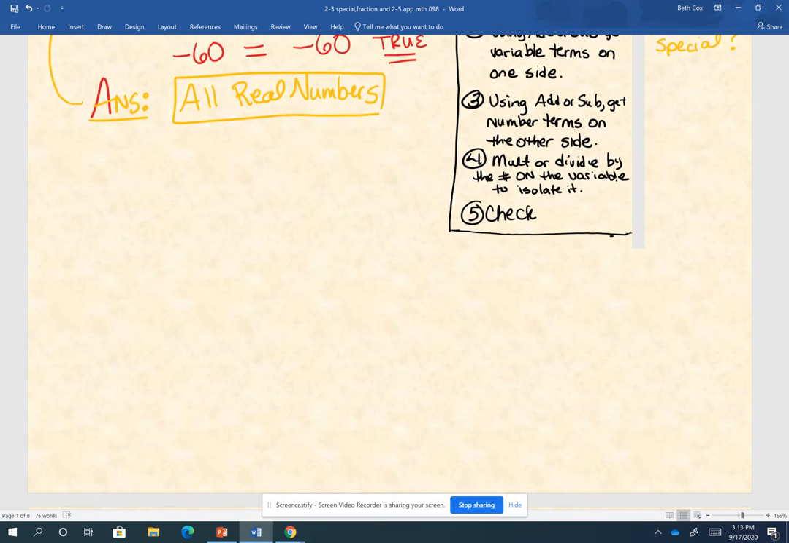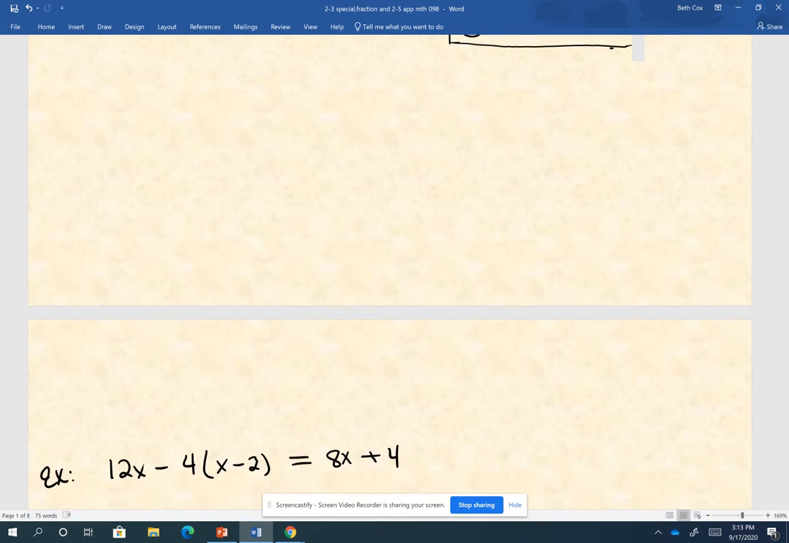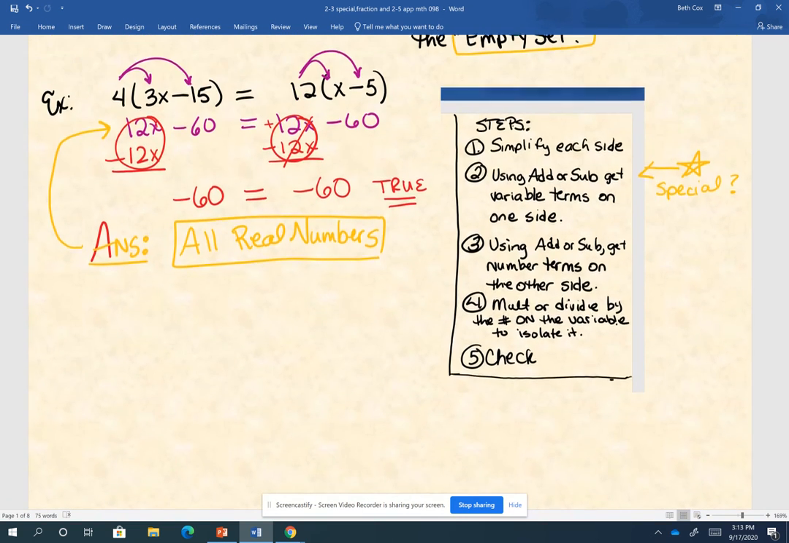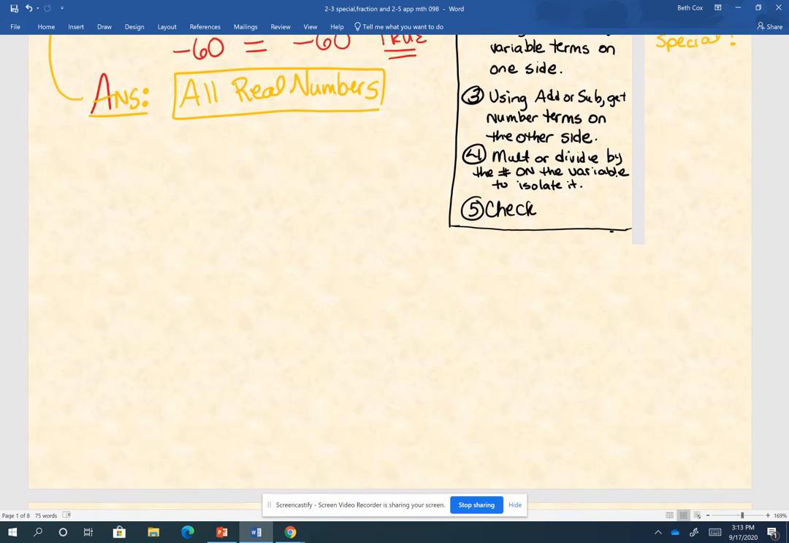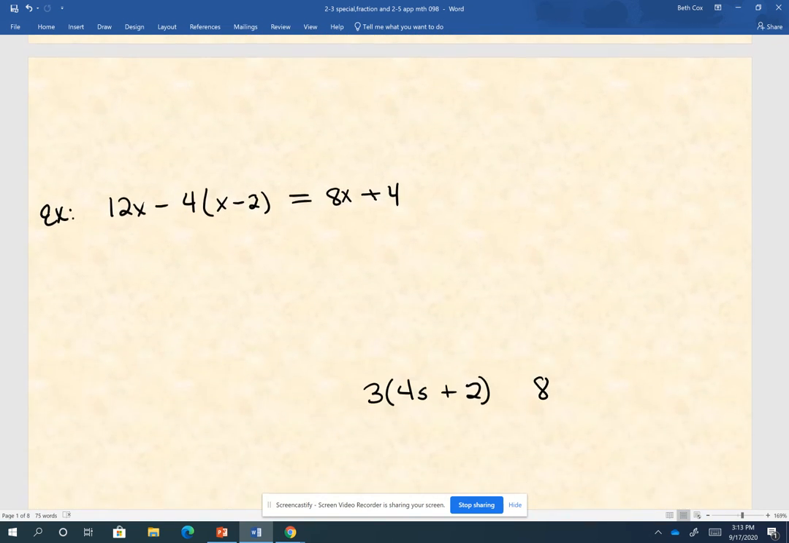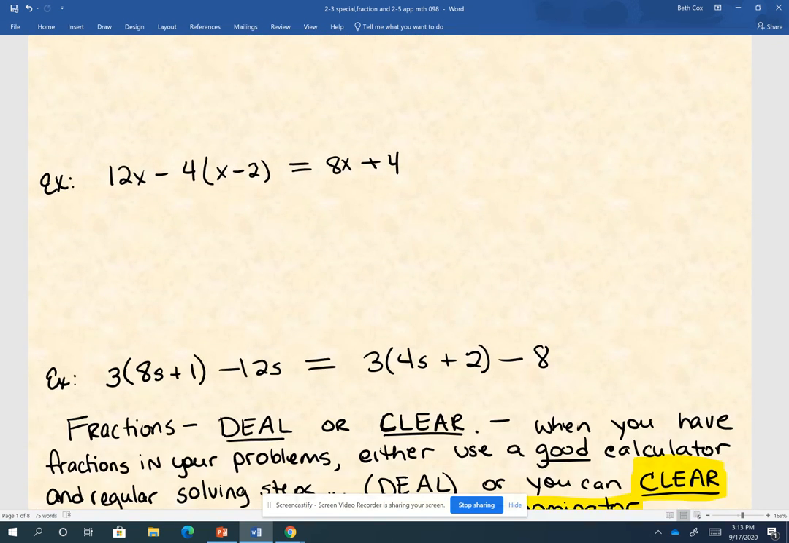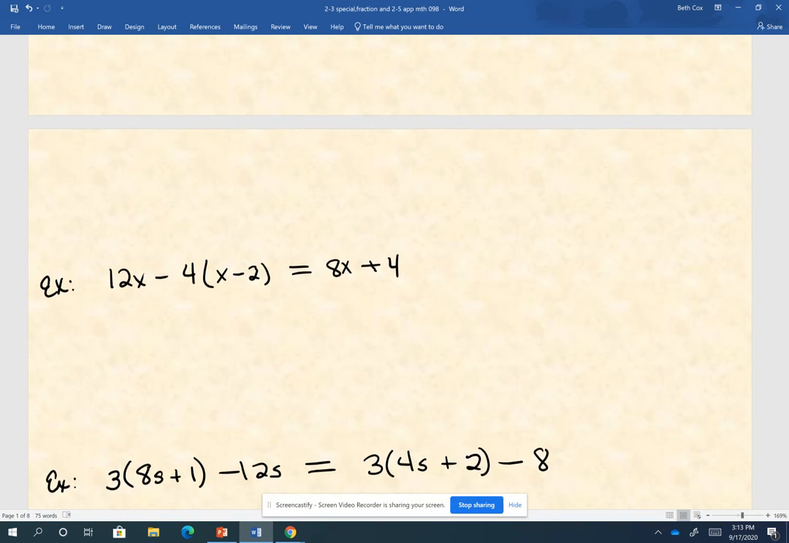Okay, let's go to another one. I had some more. Let's see where they're at. Do we have another one on this page? It just doesn't want to show up. Okay, here is the next one. And the next one. Go ahead and copy these down, and I'm going to come back in the next video and we're going to finish these up. It's just math, y'all. You can do it.